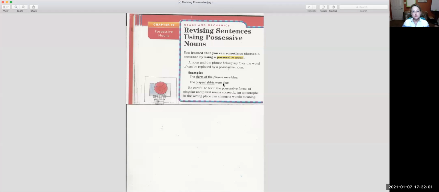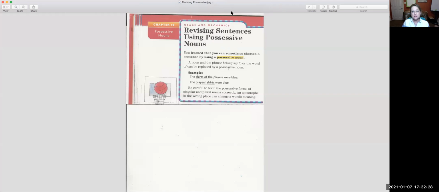So I'm going to share my screen with you. You will need your learning journal because you're going to be writing in your learning journal today. Revising sentences using possessive nouns. Revising means to change it, to make it better. You learned that you can sometimes shorten a sentence by using a possessive noun.